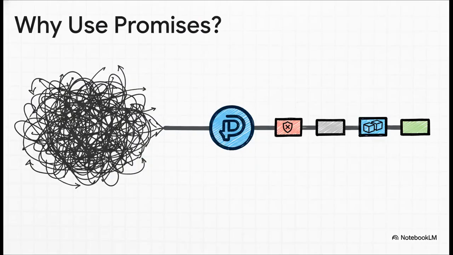So why does any of this matter? Well, for one, it helps us avoid something called callback hell, which is just deeply nested, impossible to read code. Promises improve the whole logical flow. They give us a clear central place to handle errors. And they make it so much easier to chain multiple asynchronous actions together. It just brings order to the chaos.